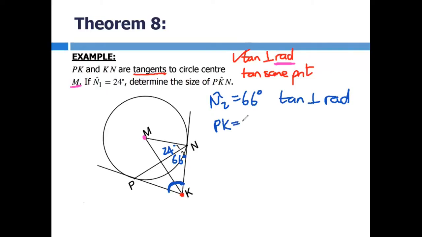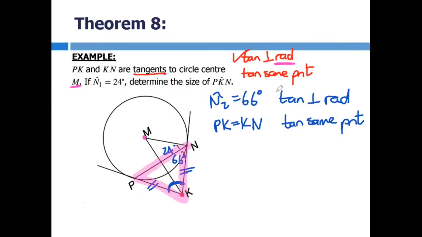Okay, so we've got that PK is going to be equal to KN. And I'm going to show you that on the diagram because that's what we're writing down. And the reason is tangents from the same point. Okay, so if those tangents from the same point are equal, look at this very special thing that we've created, an isosceles triangle.